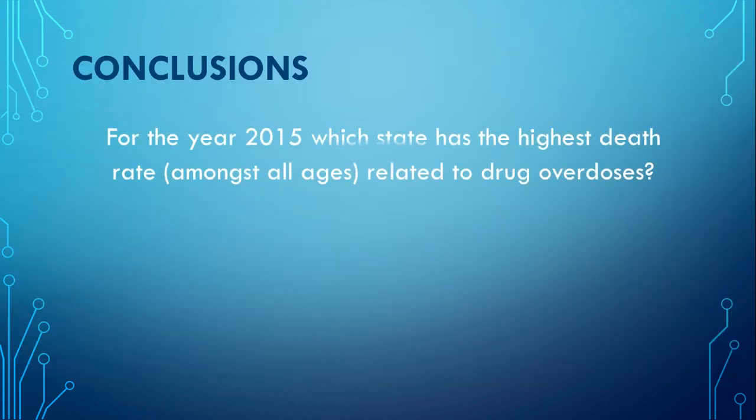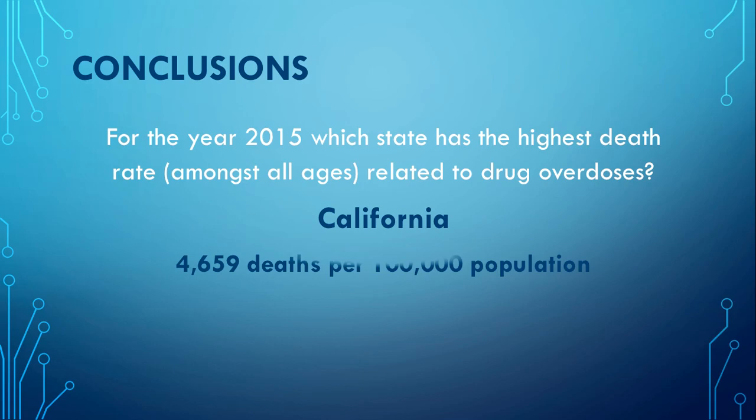So in conclusion, based on our capstone question, for the year 2015, which state has the highest death rate amongst all ages related to drug overdoses? And we found, based on the data set, that California had the highest rate of 4,659 deaths per 100,000 population. It should also be noted that California is the largest state, or the state with the largest population of all of the data.